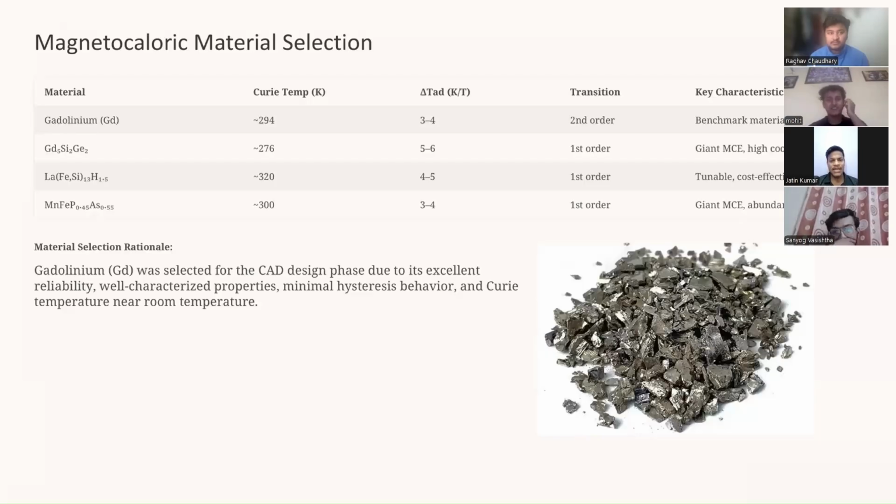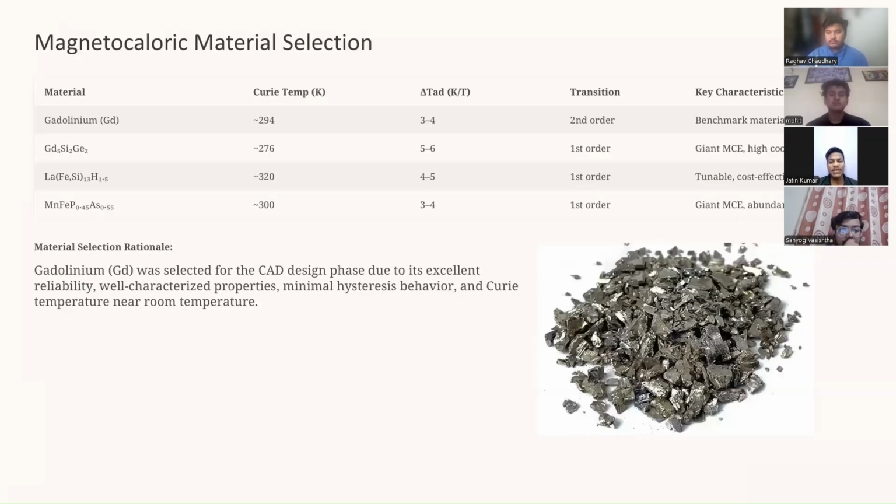Now let's talk about the selection of the magnetocaloric material, which is the core of the magnetic refrigeration system. The performance of the AMR system highly depends on the properties of the magnetocaloric materials, or MCM. An ideal MCM should show a large magnetocaloric effect, meaning it should exhibit a significant change in temperature when exposed to or removed from a magnetic field.